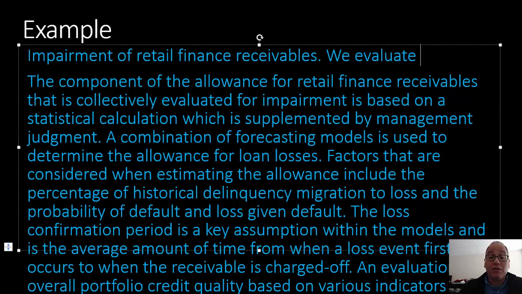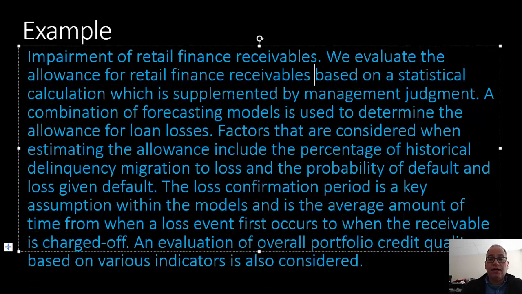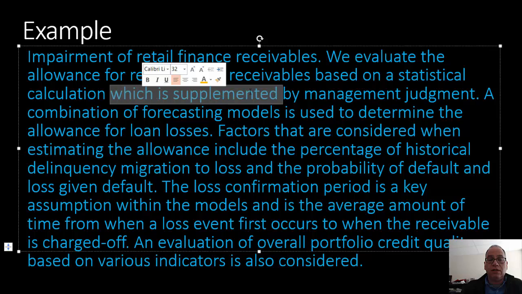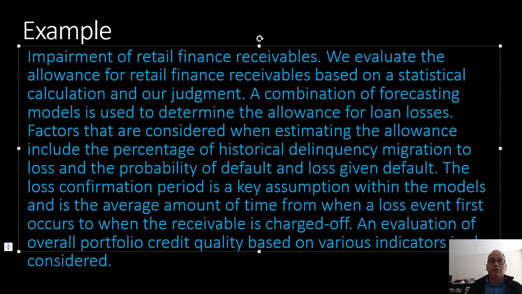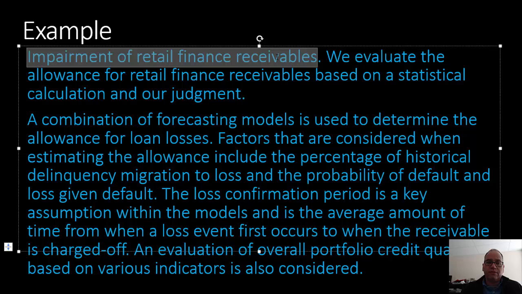So I'm going to say we evaluate the allowance for retail finance receivables based on a statistical calculation and our judgment. A combination of forecasting models is used to determine the allowance for loan losses. Well, you know what? That's really what this is about. So I'm actually going to put that at the very beginning because I want a topic sentence at the beginning. The first sentence of a paragraph is the topic sentence. It should explain what's going on.